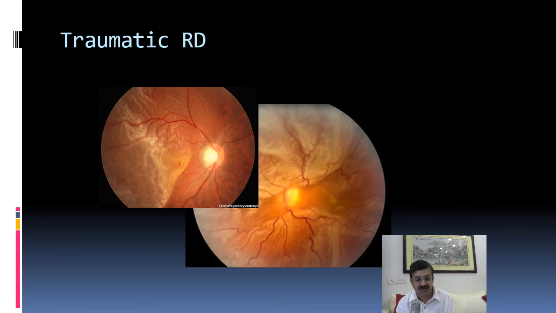Traumatic RD can happen, but usually traumatic RDs are detected after, say, 7 days after the trauma. So this is a typical picture that you have seen. The management of all the posterior segment mechanical injuries will hopefully be covered in the next lecture.